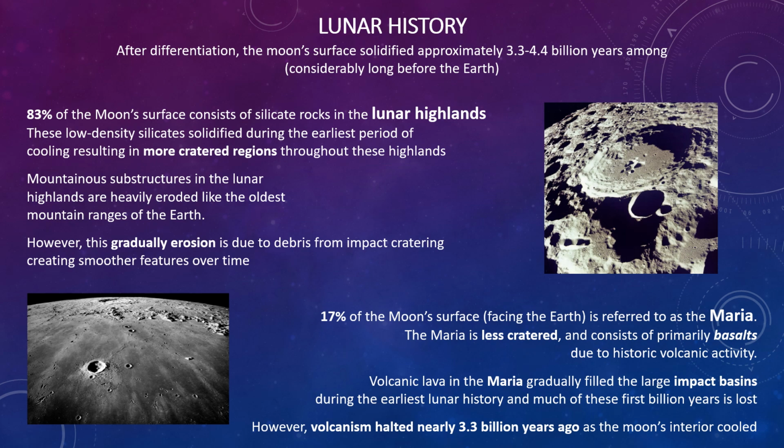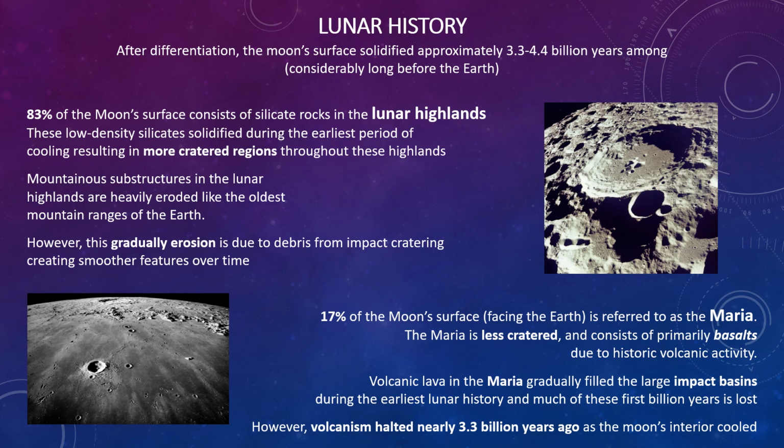There are also mountainous substructures in the lunar highlands that have been heavily eroded, just like the oldest mountain ranges on the Earth. However, this erosion was due to debris from impact cratering, which created smoother features over time. Erosion on Earth happens differently than erosion on the moon. On the moon, the erosion is due to a lot of very fine silicate raining back down after impacts happen.